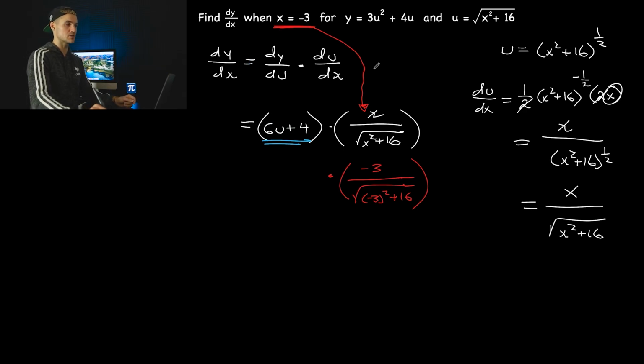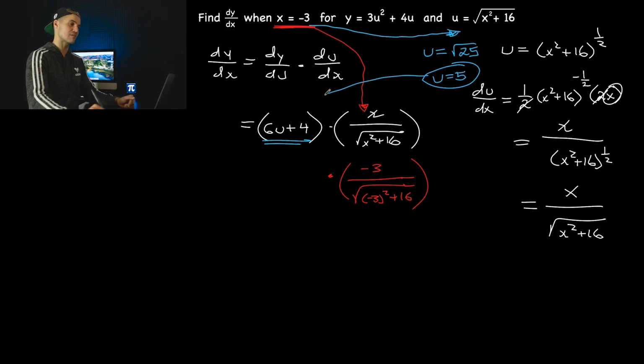Okay, so how are we going to do that? Well, we have to get a u value. We would plug in this x value of -3 into this expression right here. And notice that when we do that, we would have what? -3 squared, which is 9, plus 16 is 25. So when x is -3, u is equal to root 25, which would be 5, like that. And then this u value of 5 we plug in for this bracket.